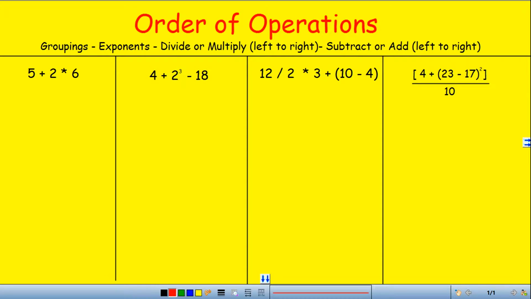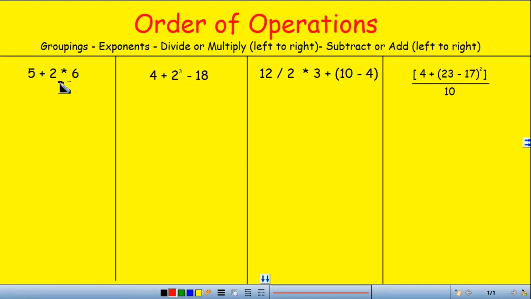So in math, we have an order to our operations. We start with groupings, which is in the form of parentheses or brackets. We then have exponents. Once we have completed our exponents, we go to dividing or multiplying, whichever one comes first from left to right. And then we end with subtraction or addition, whichever one comes first from left to right.